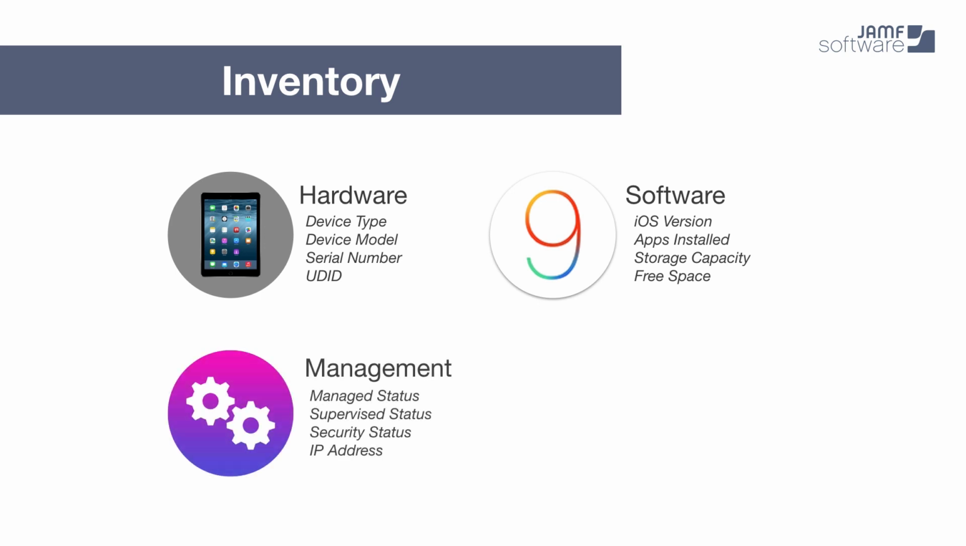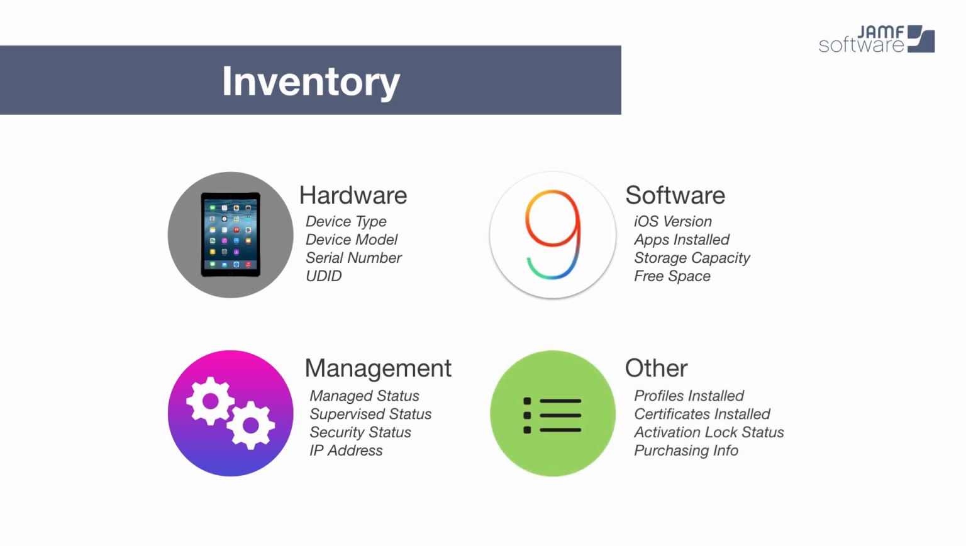It'll show you some management status, so it'll say if it's enrolled or not enrolled. It'll talk about if it's supervised or not supervised. Supervision is a level of management, a special kind of mode of iOS that you can set your devices into that enables even deeper management. And it will show you a bunch of other things too, like what profiles are installed, if you have certifications or certs installed, and it'll show you like activation lock status, etc.